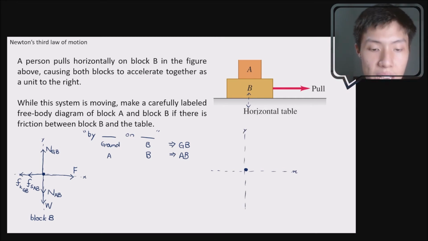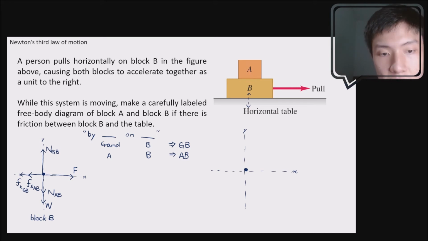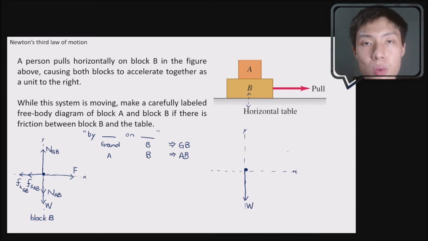Does this block A here have mass? Yes, it has mass. It's made out of something, so there should be weight pointing downward, and this weight is exerted by the earth on block A. Okay, next question, is this block A here attached to any strings, ropes, or cables? No, you see no strings, no ropes, no cables, so no tension.